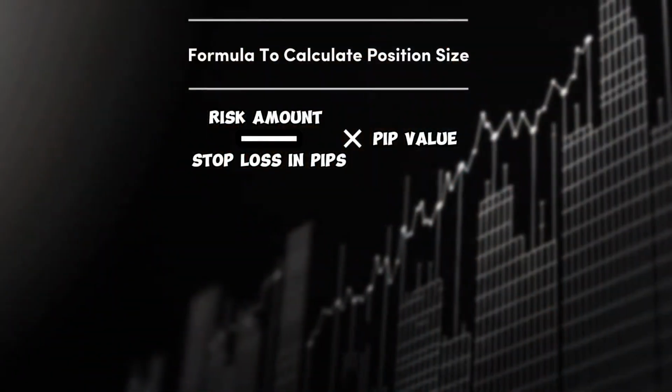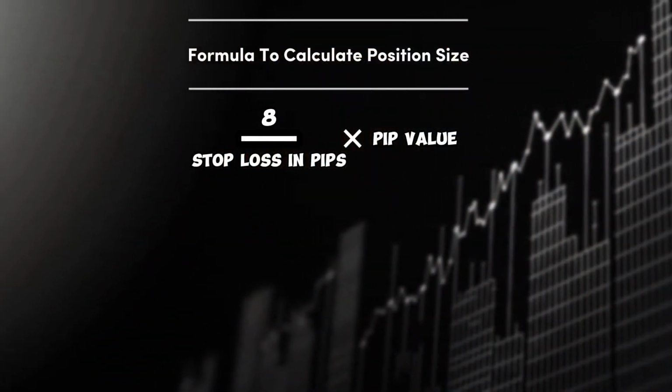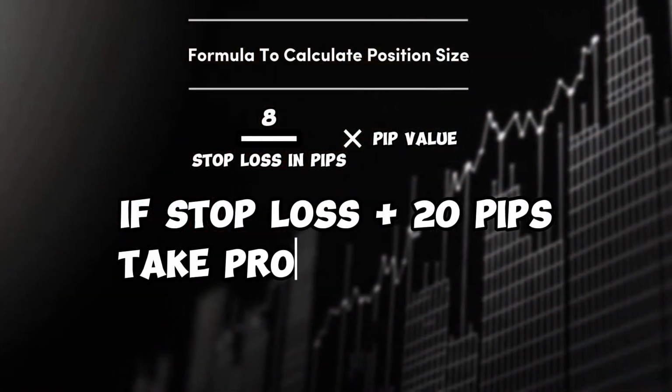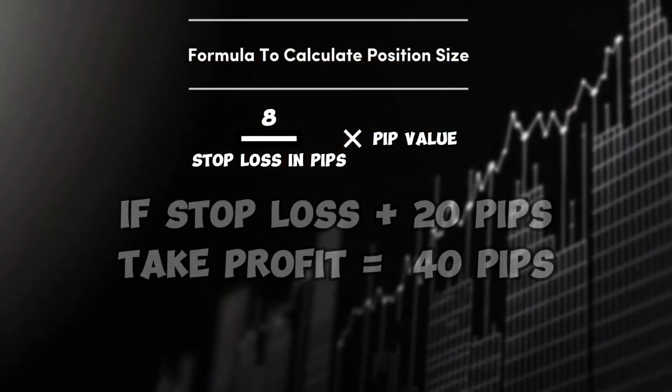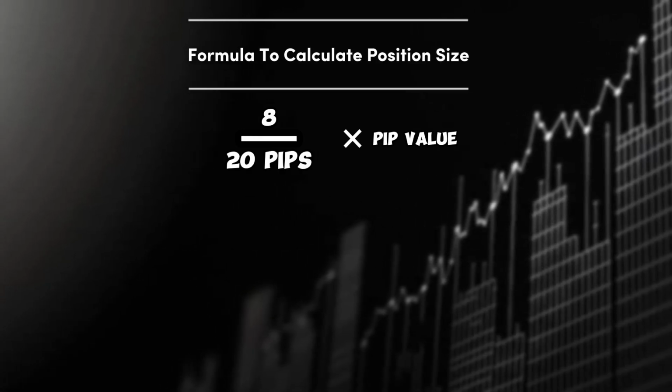We already know our risk amount. Our risk amount is what? $8. So we simply input $8 there. And what is our stop loss in pips? Well, a reasonable stop loss should be at least 20 pips. Is that clear? So if your stop loss is 20 pips, that means your take profit should be at least 40 pips. So let's say our stop loss is 20 pips.